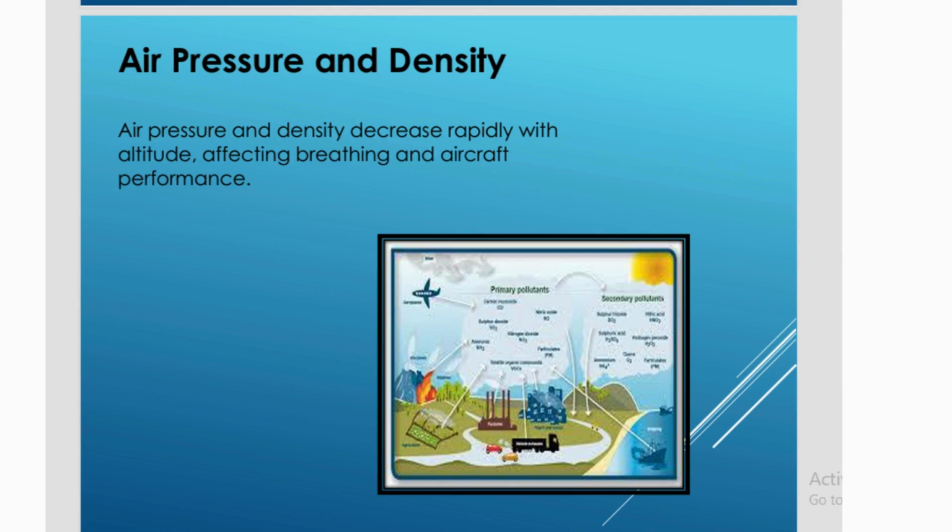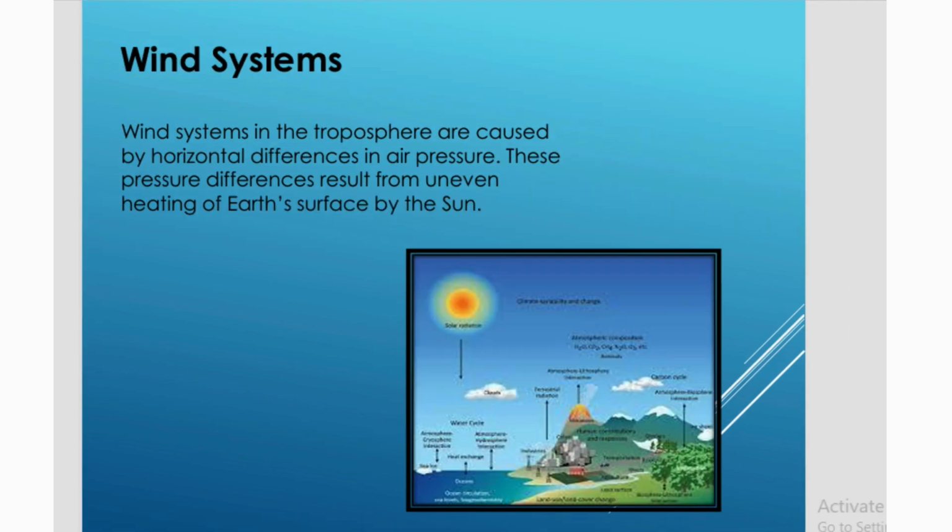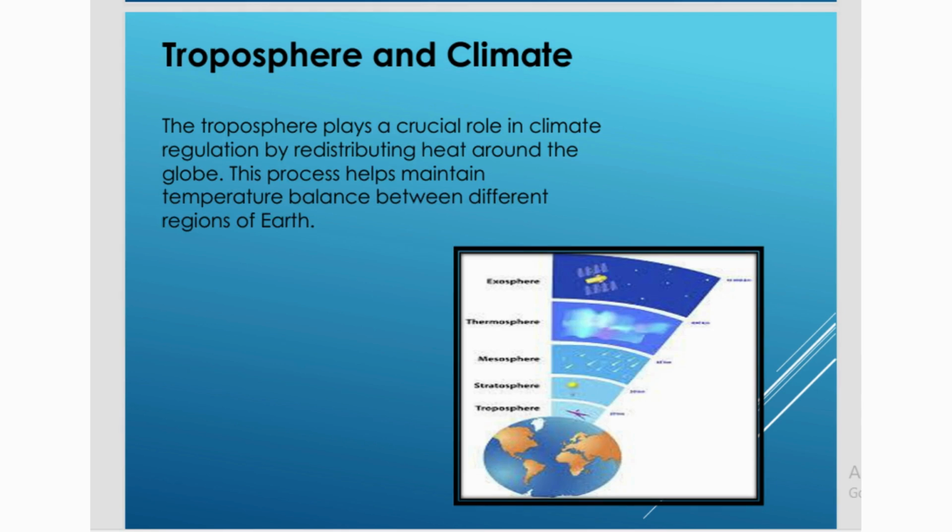Air pressure and density. Air pressure and density decrease rapidly with altitude, affecting breathing and aircraft performance. There is also the wind system. Wind systems in the troposphere are caused by horizontal differences in air pressure. These pressure differences result from uneven heating of Earth's surface by the sun.